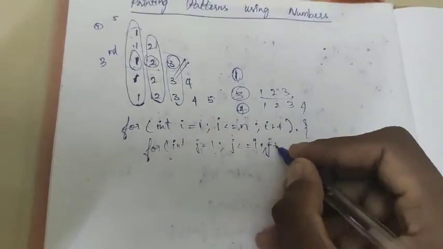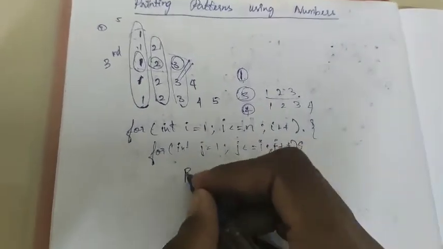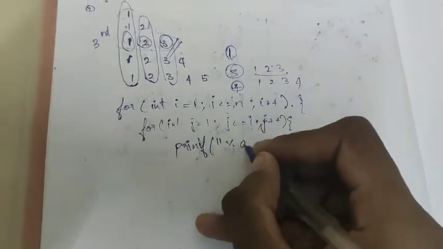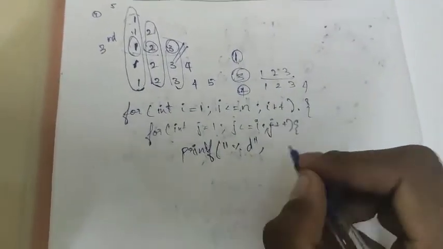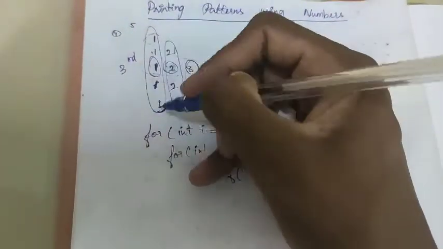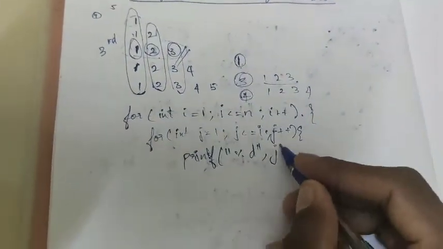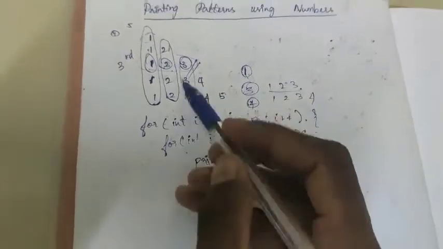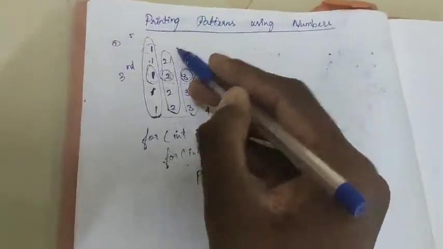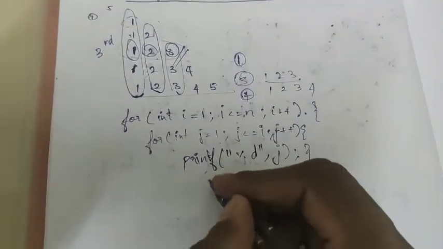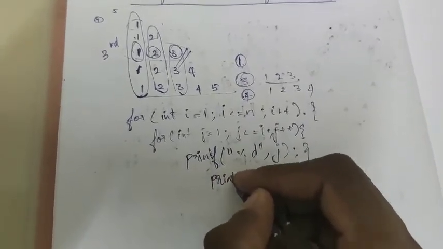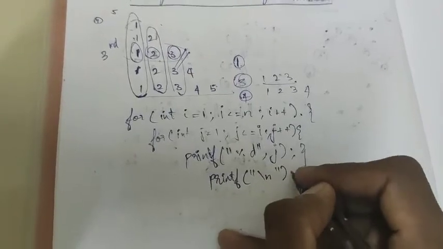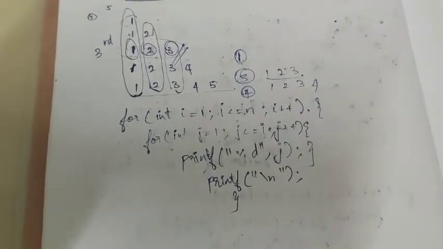And j plus plus. I am going to print the number, so I am going to use %d here, and what I am going to print is the corresponding column, so I am going to print j. And in order to print a pattern like this, we need to give a new line, right? So in this way we can finish our code.